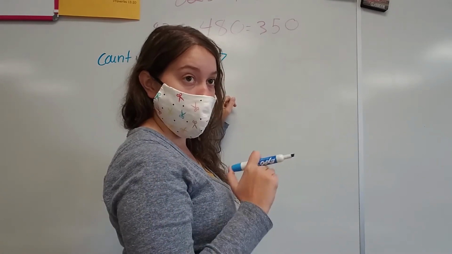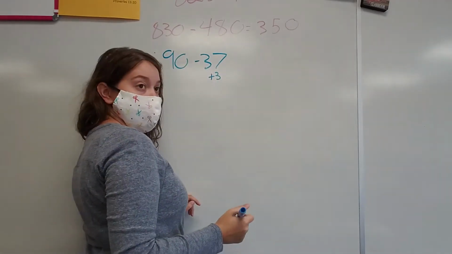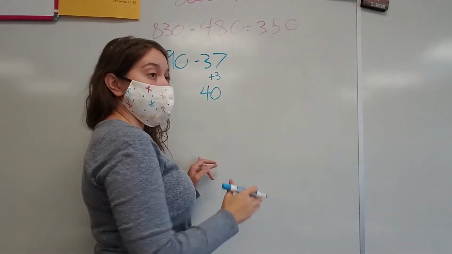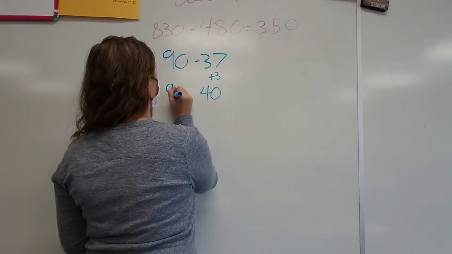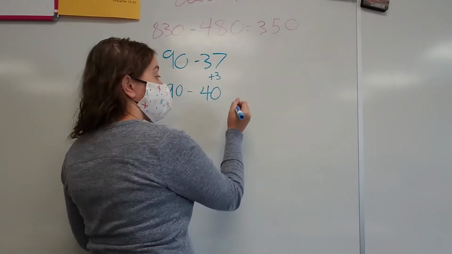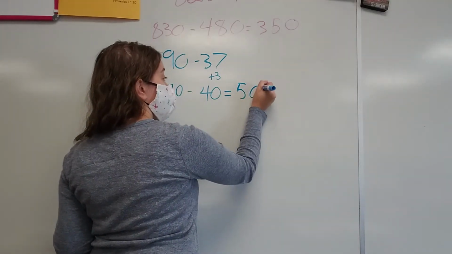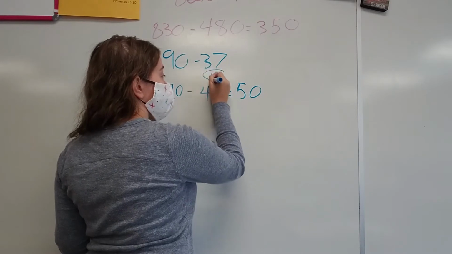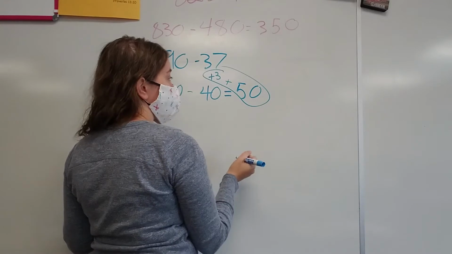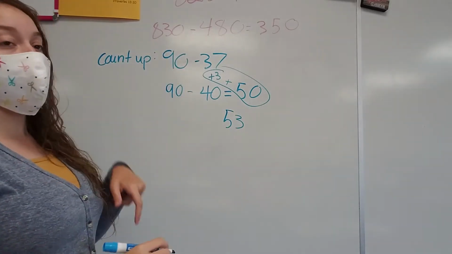Who knows? 3. We're going to add 3 to this, okay? And it's going to become 40, right? It's a good round number. Now, we're just looking at 90 minus 40. What's 90 minus 40? 50. Keegan? 50. Now, this is where we take these two numbers and add them. What's 50 plus 3? 53. That is what 90 minus 37 is.